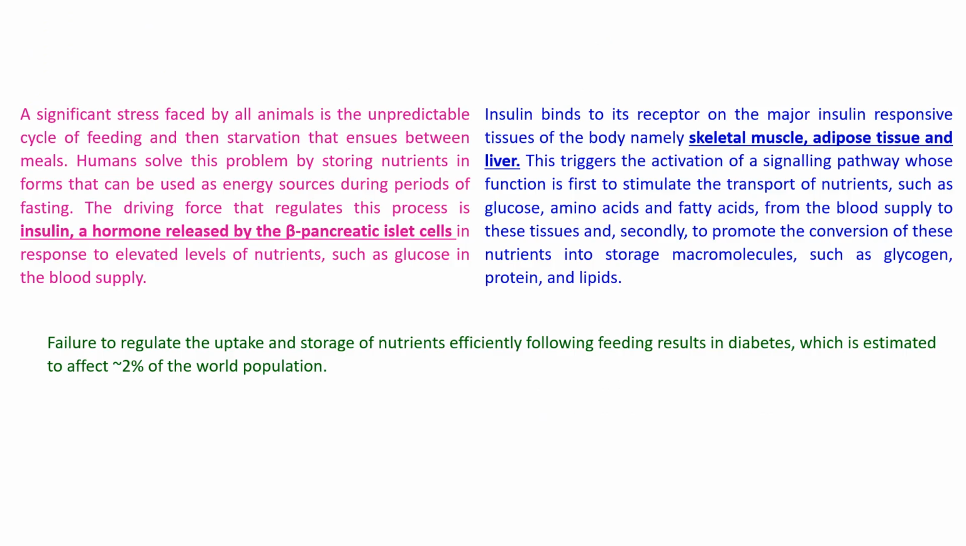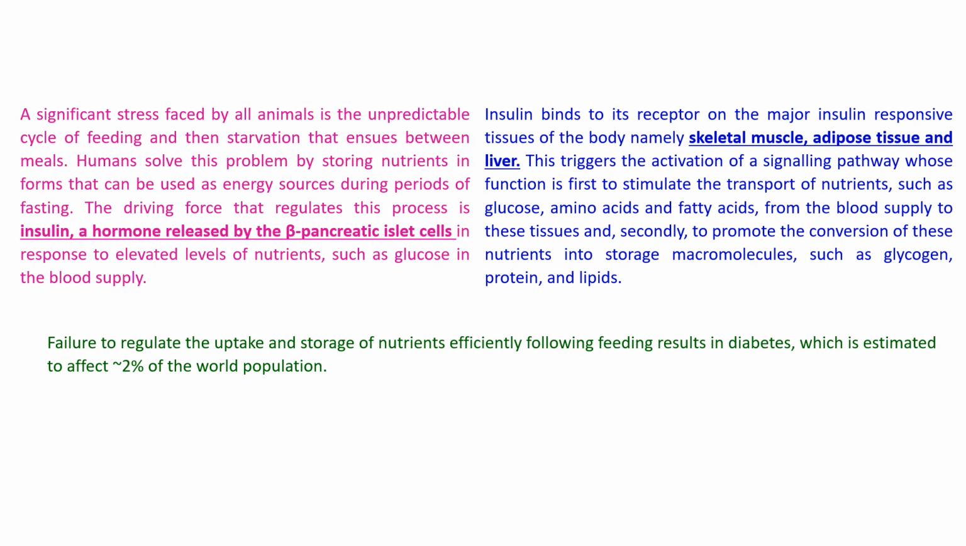To get into the basics, a significant stress faced by all animals is the unpredictable cycle of feeding and then starvation that ensues between meals. Humans solve this problem by storing nutrients in forms that can be used as energy sources during periods of fasting. The driving force that regulates this process is insulin, which is a hormone released by the beta pancreatic islet cells in response to elevated levels of nutrients such as glucose in the blood supply.